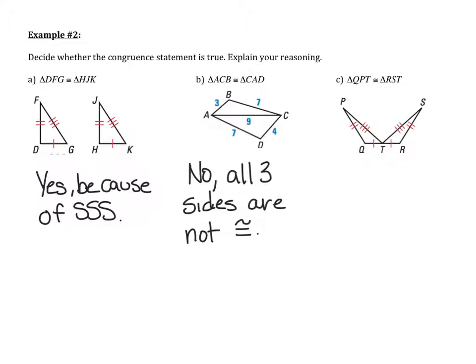Now let's look at part C. It states that triangle QPT, which is this triangle right here, is congruent to triangle RST, which is this triangle right here. So let's see if we have all 3 side pairs congruent. I see that QT is congruent to RT, QP is congruent to RS, and PT is congruent to ST. In this case, I do have 3 pairs of congruent sides, so I can say that yes, this is true because of side-side-side, just like I did for part A.